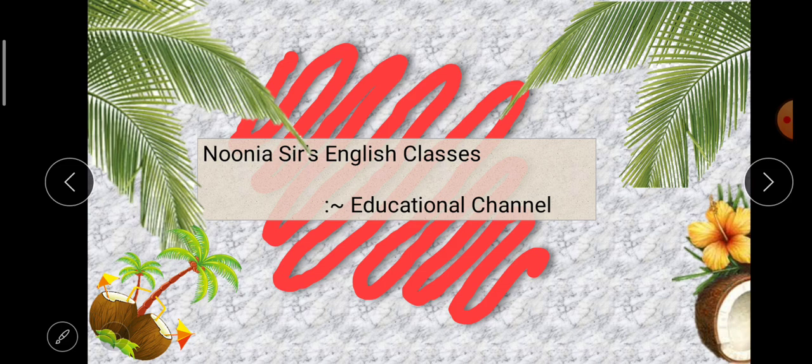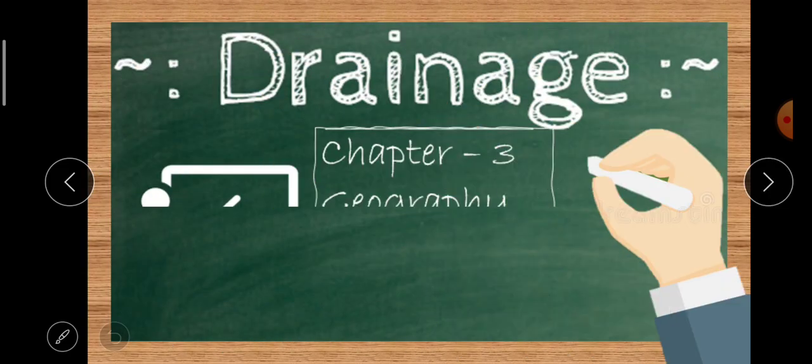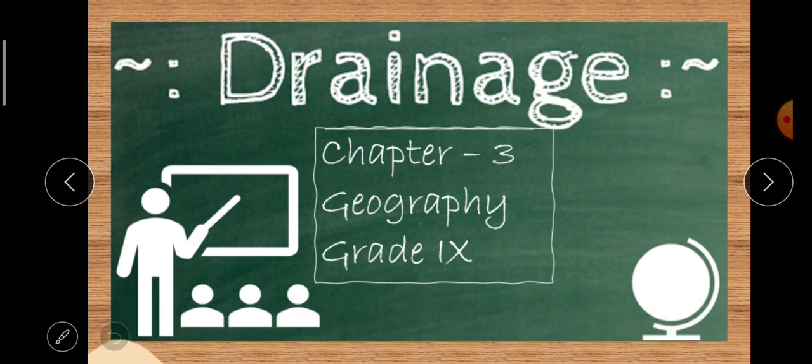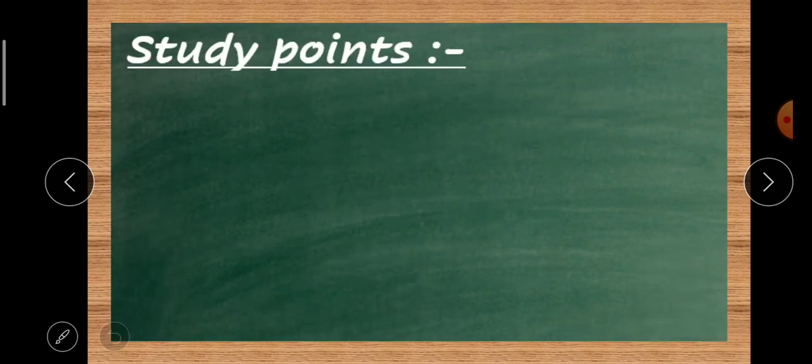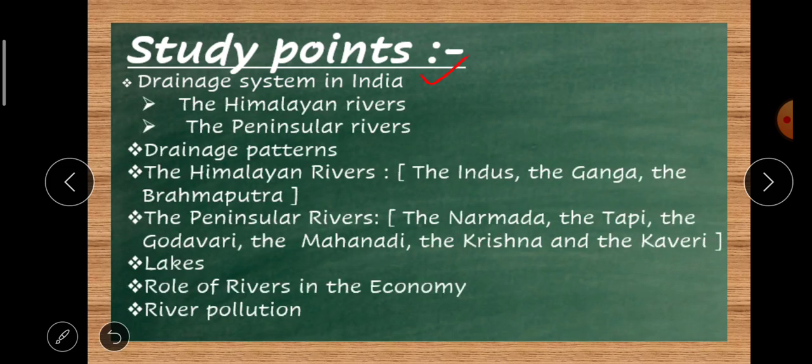With this video, we'll start a new chapter that is drainage. It is the third chapter of the geography book of grade 9. Study points of the chapter are the drainage system in India. Under this, we'll study about the Himalayan rivers and the peninsular rivers. Next one is drainage patterns.